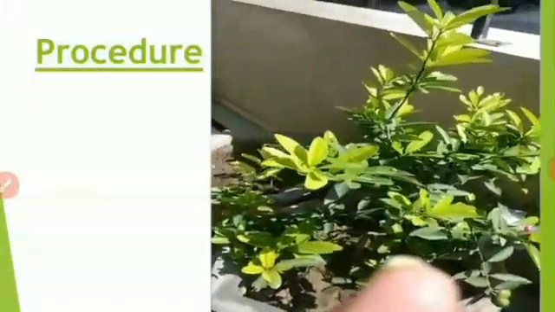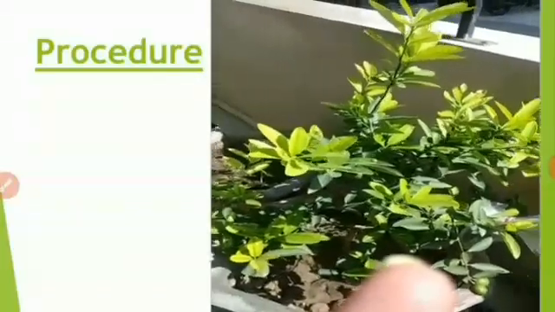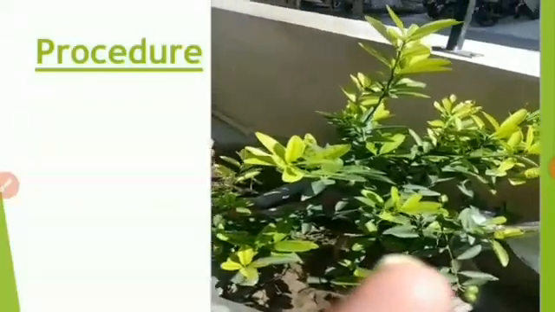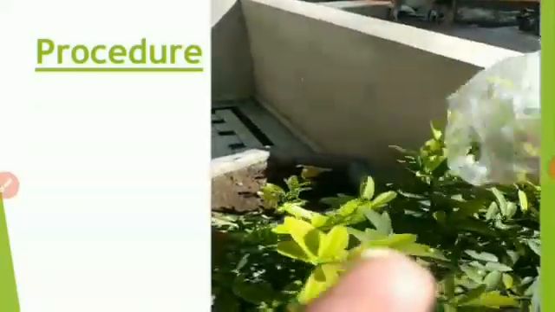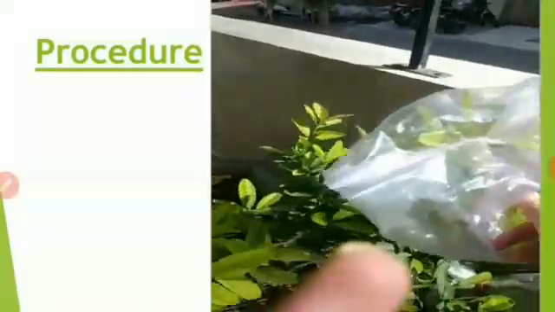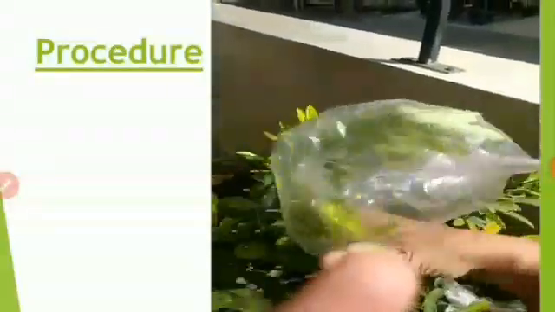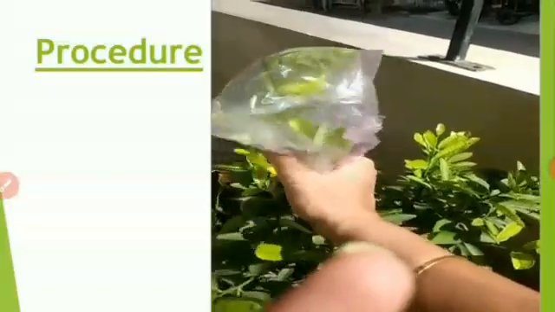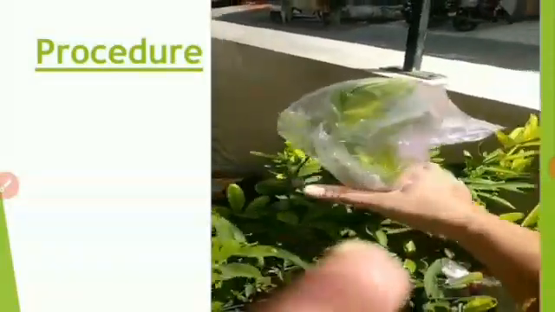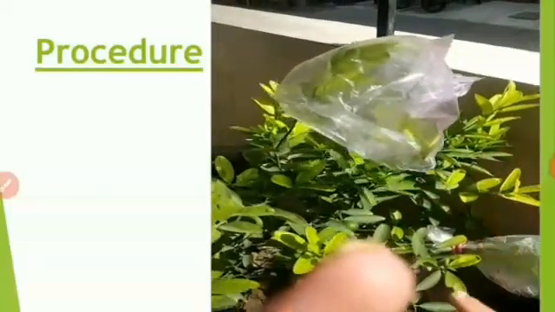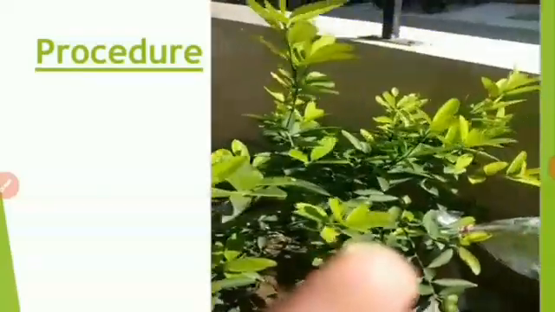Then, you know what is transpiration? The loss of water from the leaves in the form of water vapor, or from the aerial parts. Now I have selected leaves and I will cover the leaves with the polythene bag like this. Okay, and after covering it you have to tie it properly so that no moisture or air can pass inside the poly bag.